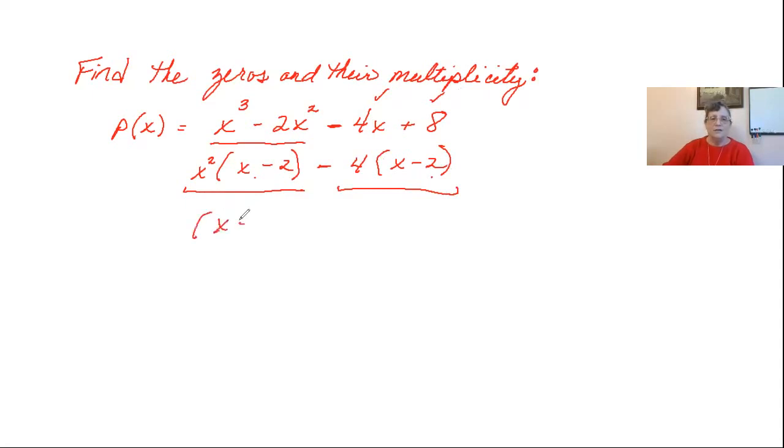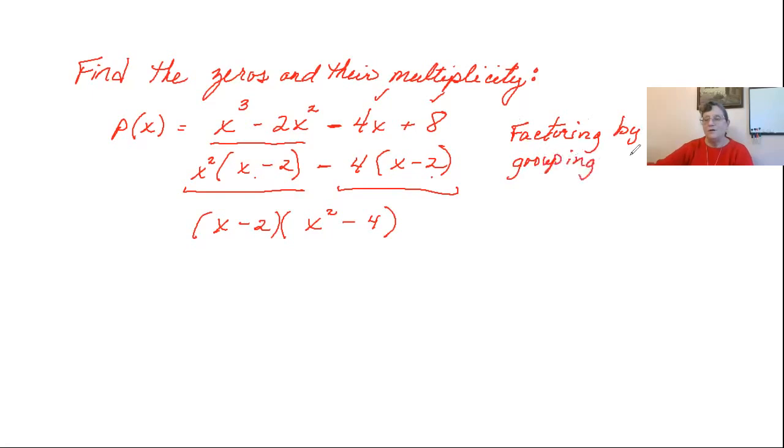So if I factor out the x minus 2, if that's gone, that's going to leave me an x squared from the first one, minus 4. Well, x squared minus 4 is a difference of squares. This has been factoring by grouping. That's what this is called. And you need to know how to do this. You can't replace this with the quadratic formula.